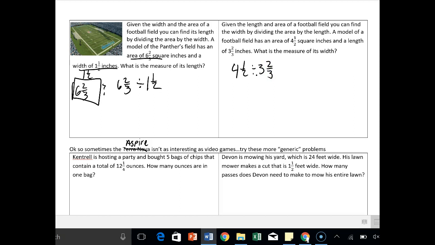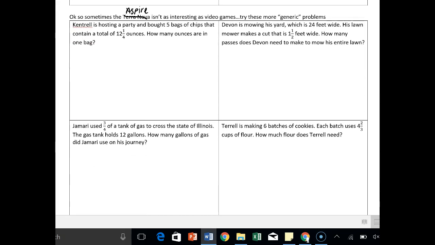I want you to try and make sure you get this done as much as possible. Whatever you don't do, make sure you do it because when I collect the binders, these should be done. All right, that's it.